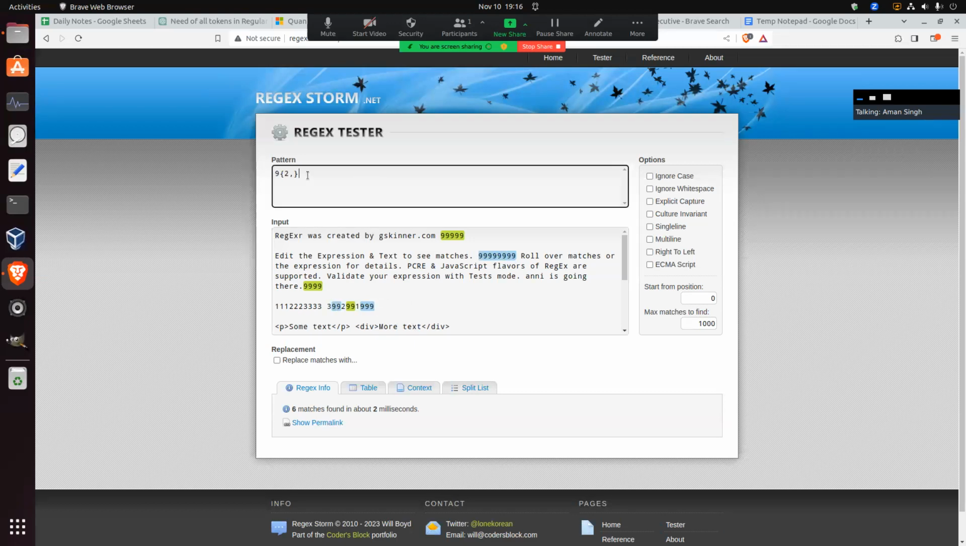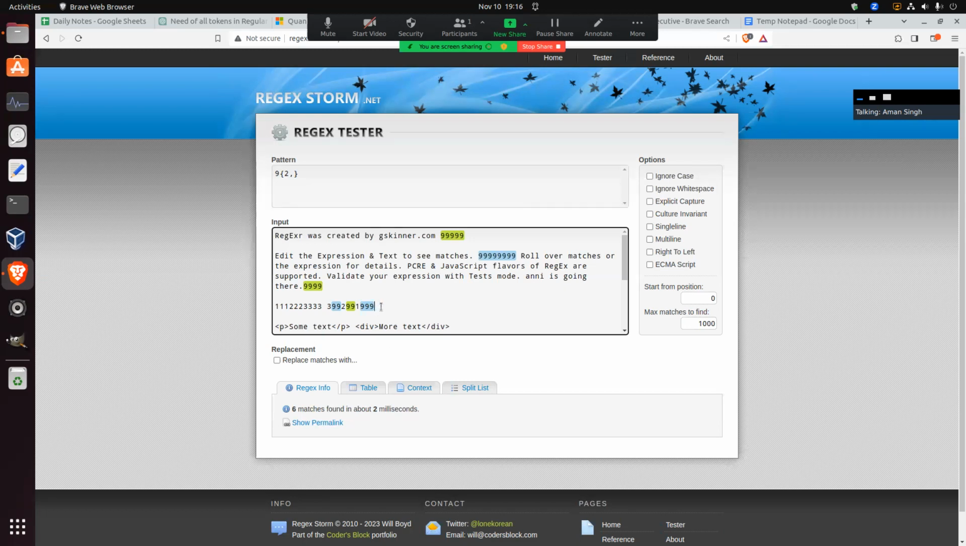So by writing it this way, two and then a comma, nothing else, we are saying at least two times, or more than two times, but at least two must. So we are able to find all the matches. Just count the matches, how many matches are there: one, two, three, four, five, six matches.